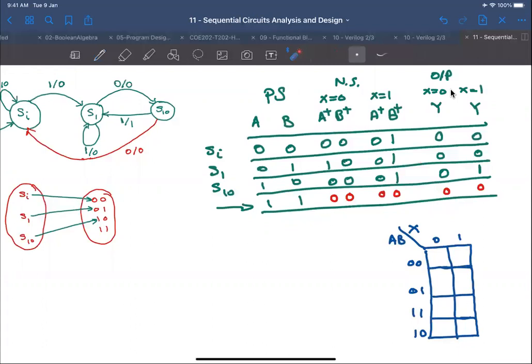One zero. AB 10 and X. X 1. Okay, so all right. So which row and which column? Row number 2. Column, the last column.